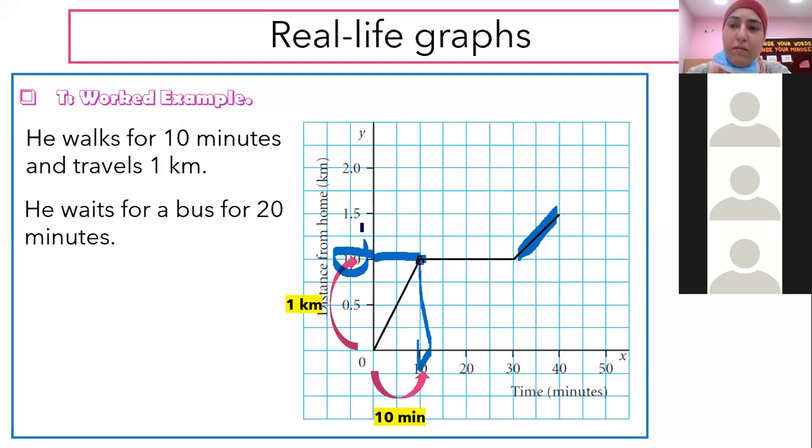Because he walks 1 kilometer in 10 minutes. Excellent. And he walks half a kilometer in 10 minutes. Excellent. So the faster one is the one in which I'm covering more distance. Excellent job.